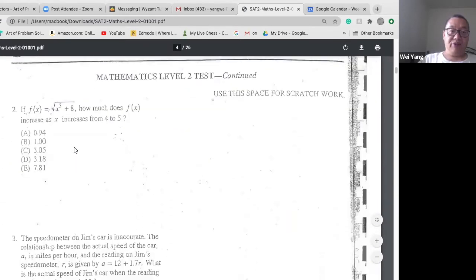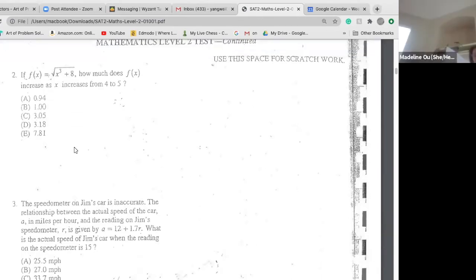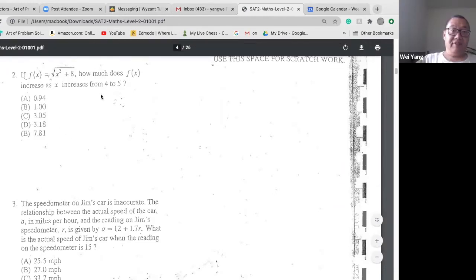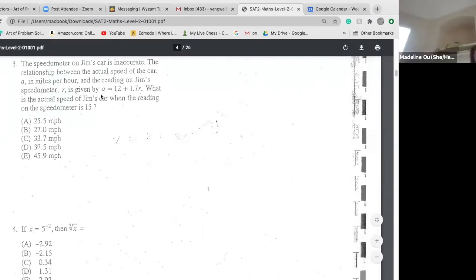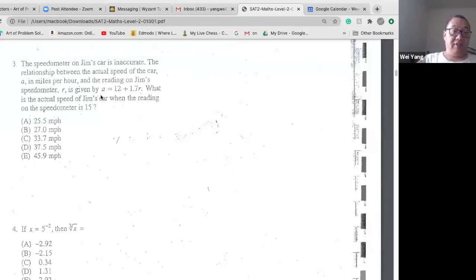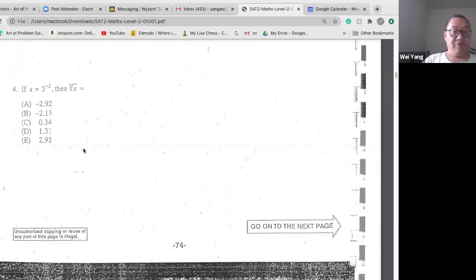Then what's your answer for number 2? C. C, yes, that's correct. Okay. What's your answer for 3? D. D. Now let's see. Yes, that should be correct. Then what's your answer for number 4? C. Yes, 0.34. That's correct.